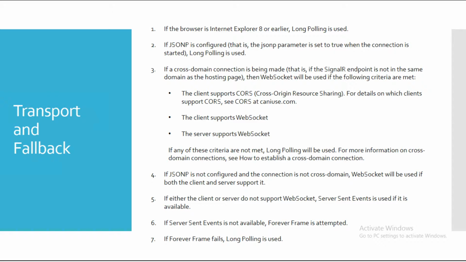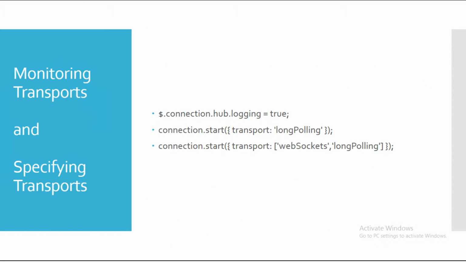Because Internet Explorer apparently does not support server sent events, maybe the older versions. So here you can use some options to monitor your transports and to specify transports as well. SignalR provides you this. The first one, connection logging, we saw throughout the demonstration. That's how you are able to check what type of connection it is, whether it's long polling or WebSockets, and what the events being called are, and all those things can be monitored there.